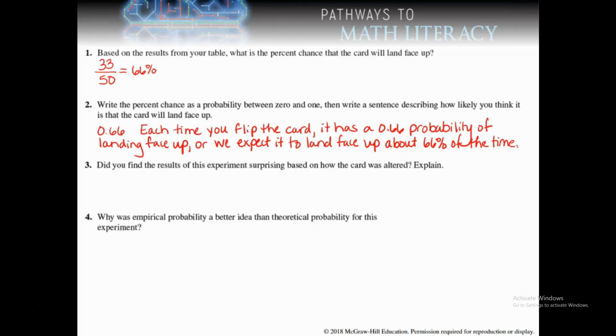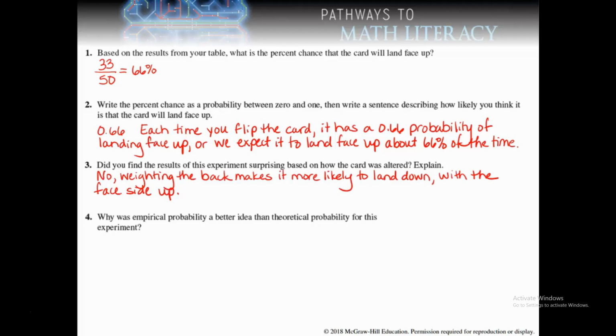And in number 4, perhaps the most important question here to think about is, why was empirical probability a better idea here than theoretical probability? Well, theoretical probability would have assumed that you had a 50-50 chance of the card landing face up or face down. Because we weighted the card, that's no longer true. But we don't have any theoretical information to figure out what the new probability would be. The only way we can figure it out is with an estimate using empirical probability.